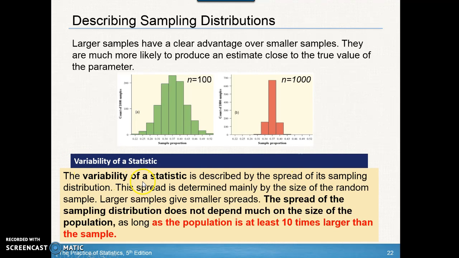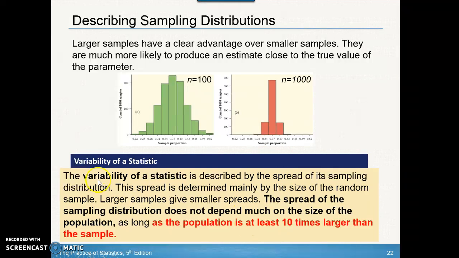The variability of a statistic is described by the spread of the sampling distribution. The spread is determined mainly by the size of the random sample. Larger samples give smaller spreads, and the reason is that you're balancing things out. If we're talking about means, and there's an outlier at the low end or the high end, they balance each other out right in the middle.